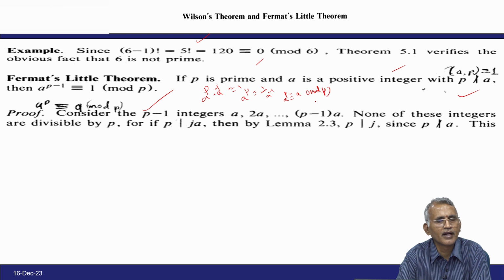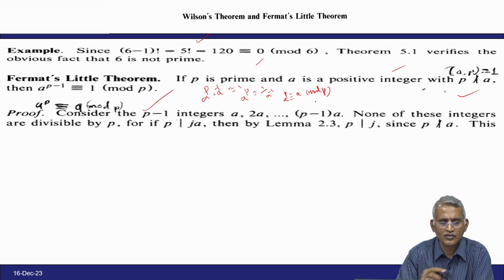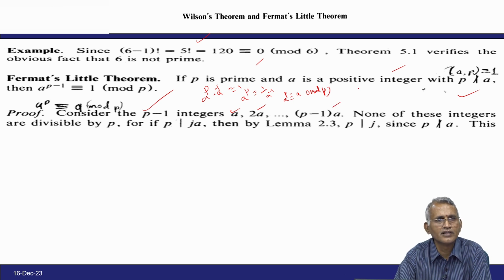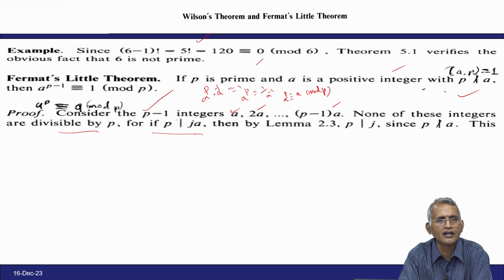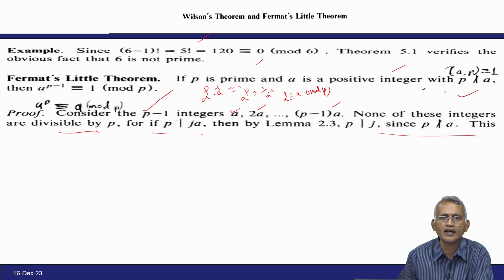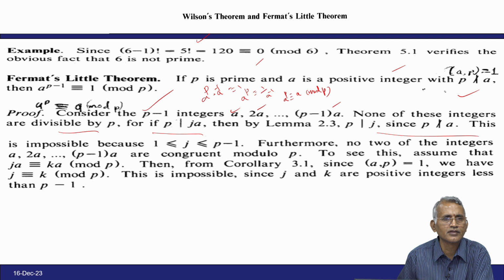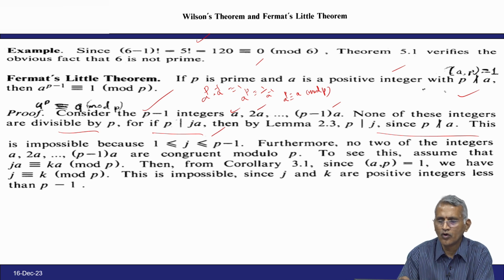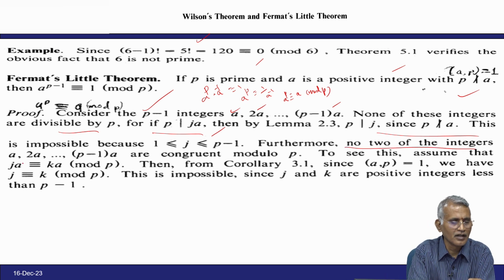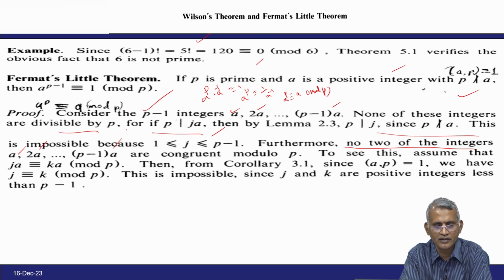So, consider the p minus 1 integers a, 2a and so on up to p minus 1 times a. None of these integers are divisible by p. If p divides ja, then by the lemma p divides j, since p does not divide a. This is impossible because 1 is less than or equal to j less than or equal to p minus 1. Further, no two of these integers a, 2a and so on up to p minus 1 times a are congruent modulo p.